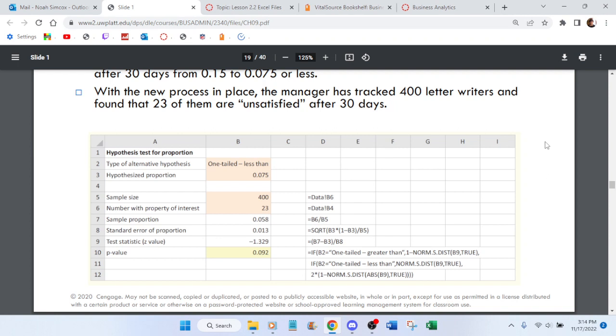The p-value. Oh! Where did they get all that information, dude? If B2 equals... Why would they do that? That's such crap. That is such crap. What?